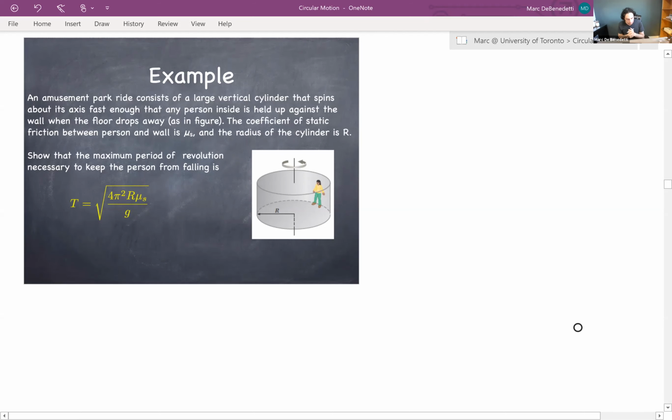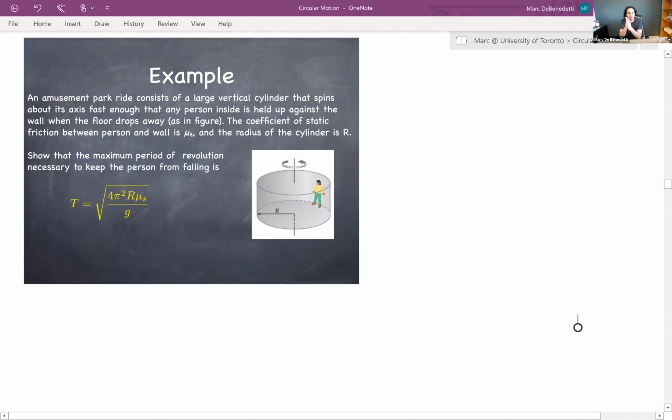So here's another example of where normal force will cause circular motion. It's the same scenario really when your car turns a corner and you follow your car. An amusement park ride consists of a large vertical cylinder that spins about its axis fast enough that any person inside is held up against the wall when the floor drops away, as shown in the figure. The coefficient of static friction between the person and the wall, right? Your back is touching the wall.